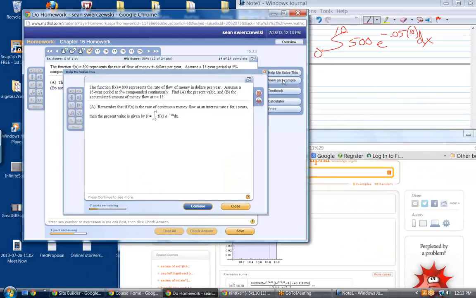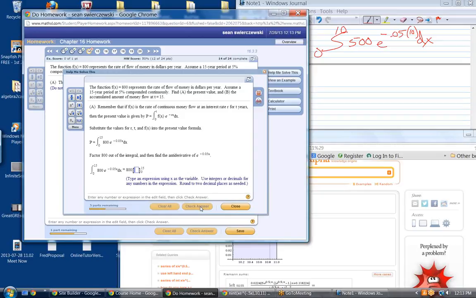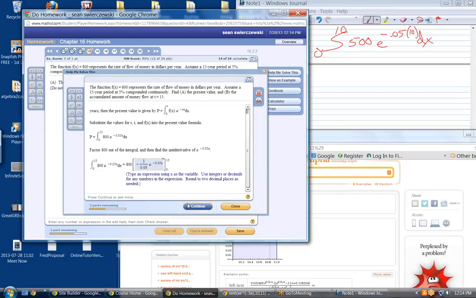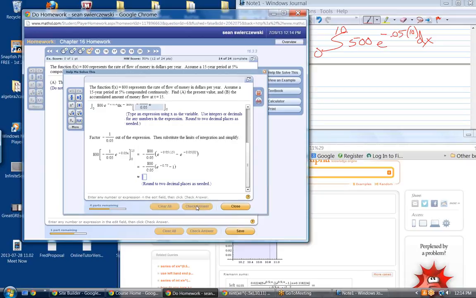Okay. Only we're not going to be able to use Wolfram Alpha on this. And then you can just put in like 1 just to get through the answer. Okay. Type an expression using x as the variable. So should I put in x? Yeah, it's fine. We don't get credit for this or anything. Right. And then just hit check answer again. And so that's what they want. Okay. All right, now we're going to get the continue. Yep. So just put in like 1 again.